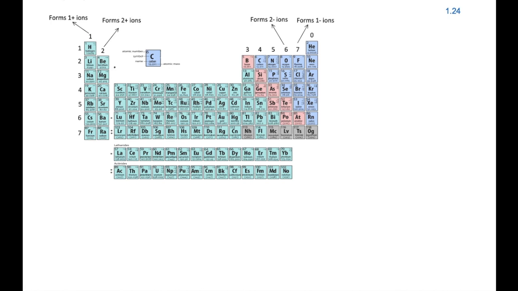Group 2 elements have 2 electrons in their outer shell. Now remember, an ion with a full outer shell is quite stable. So by losing 2 electrons, you would have a 2+ positive charge on your ion as well as a full outer shell, because the electron shell underneath is full.